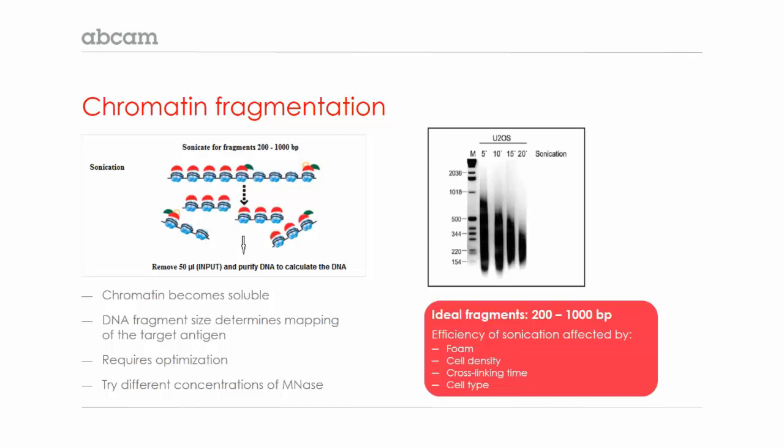After sonication or enzymatic digestion, you should remove some chromatin, reverse the crosslinks, and purify the DNA to run in a gel alongside a DNA ladder, as shown in this figure, to determine what condition gives you the most appropriately sized fragments. You're ideally looking for fragments of 200 to 1,000 base pairs by sonication or around 175 base pairs by enzyme. Keep in mind the efficiency of sonication is affected by foam, cell density, the cross-linking time, and the cell type you're working with.